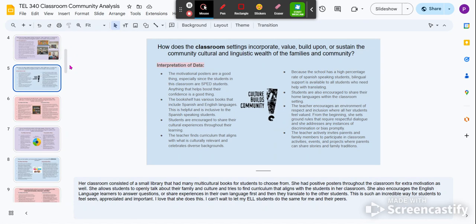Her classroom consisted of a small library that had many multicultural books for students to choose from. She had positive posters throughout the classroom for extra motivation as well. She allows students to openly talk about their family and culture and tries to find curriculum that aligns with the students in her classroom. She also encourages the English language learners to answer questions or share experiences in their own language first, and then they translate to the other students. This is such an incredible way for students to feel seen, appreciated, and important. I love that she does this, and I can't wait to let my ELL students do the same for me and their peers.